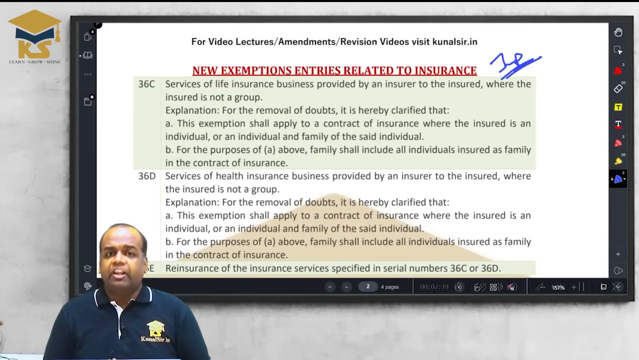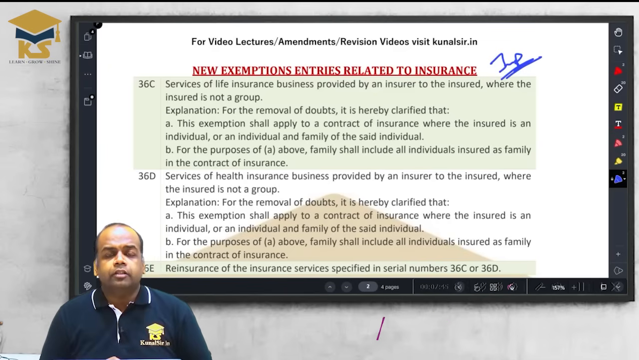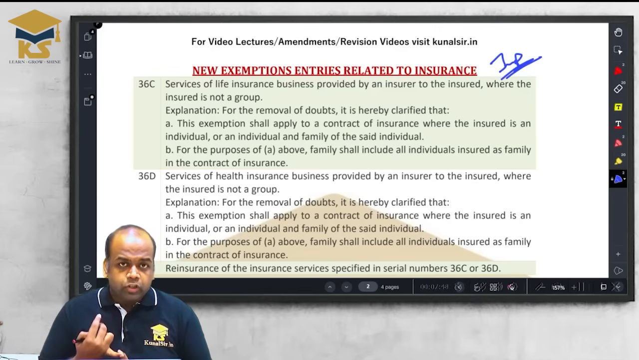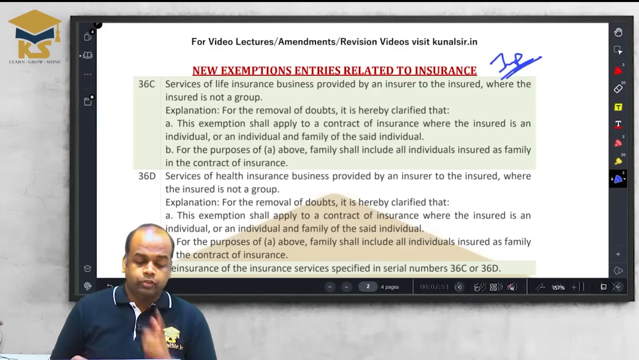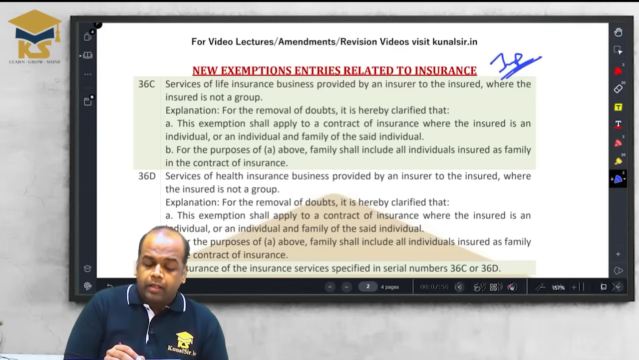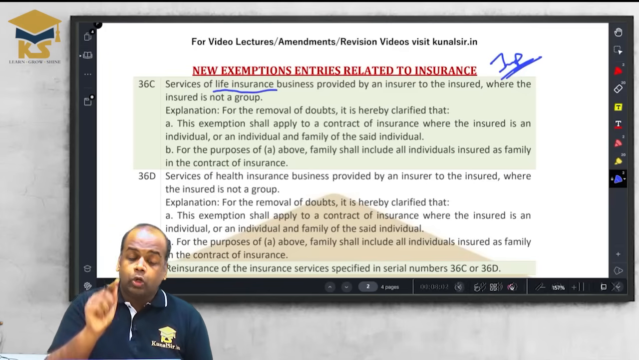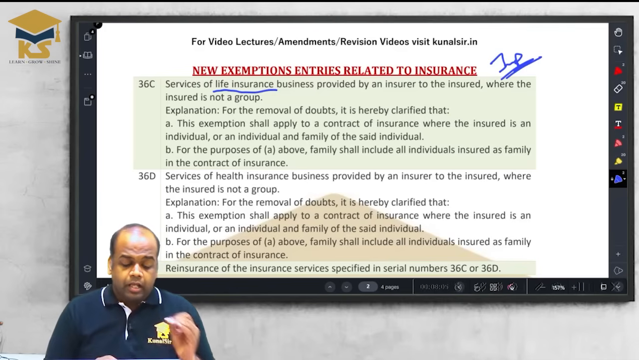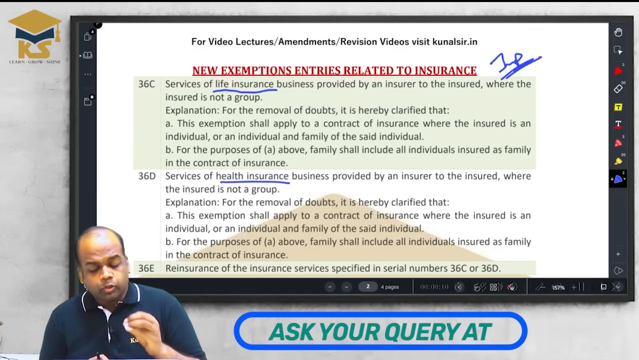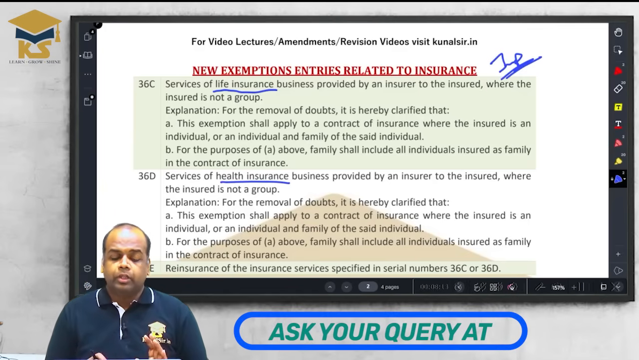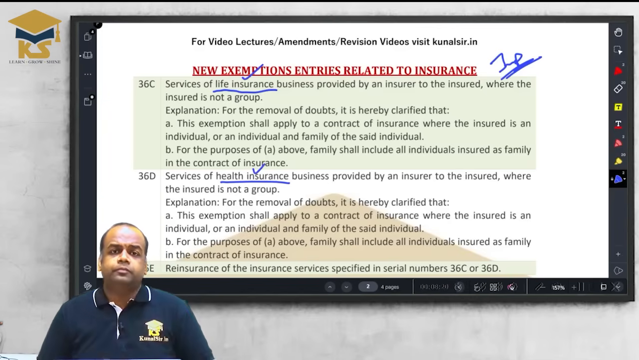Two new exemptions have been announced. You all are well aware of this. So many advertisements are there. Services of life insurance and services of health insurance. So see here. Services of life insurance business provided by an insurer to insured where the insured is not a group, and services of health insurance business provided by an insurer to insured where the insured is not group. So here life insurance is covered, here health insurance is covered, but sir, now what is group?